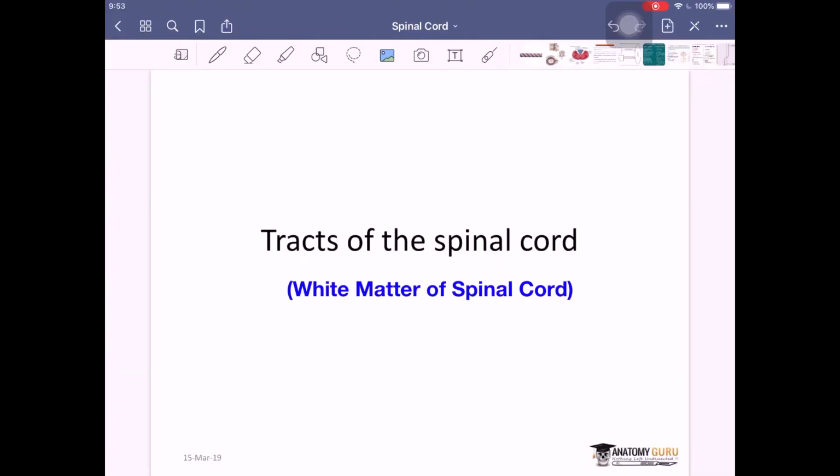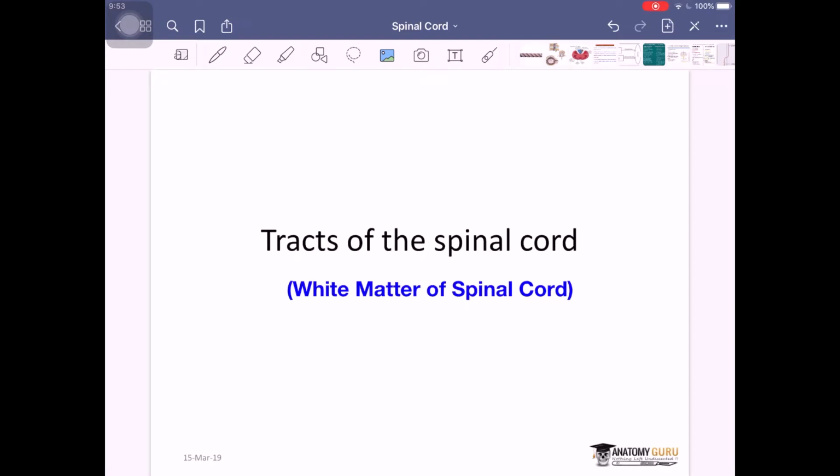Welcome back, guys. So in this third part of spinal cord, we'll continue doing the white matter of spinal cord. We have already done in the previous two sessions the external features of the spinal cord, and then we started with the internal features. In the internal features, we divided the center of the spinal cord into a central H-shaped, butterfly-shaped gray matter and a peripheral white matter.